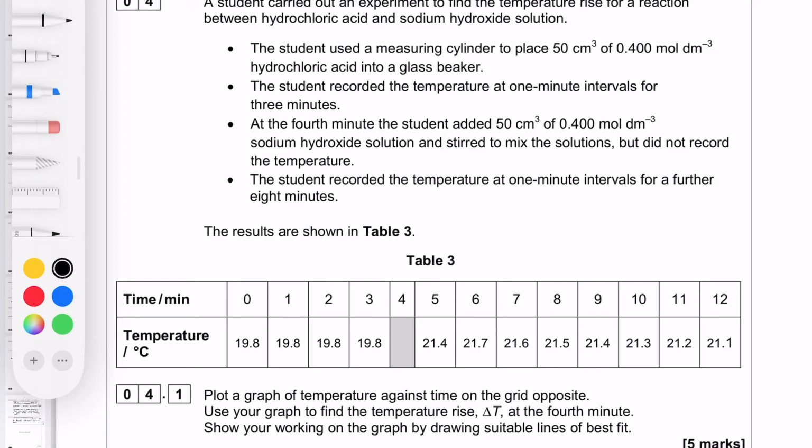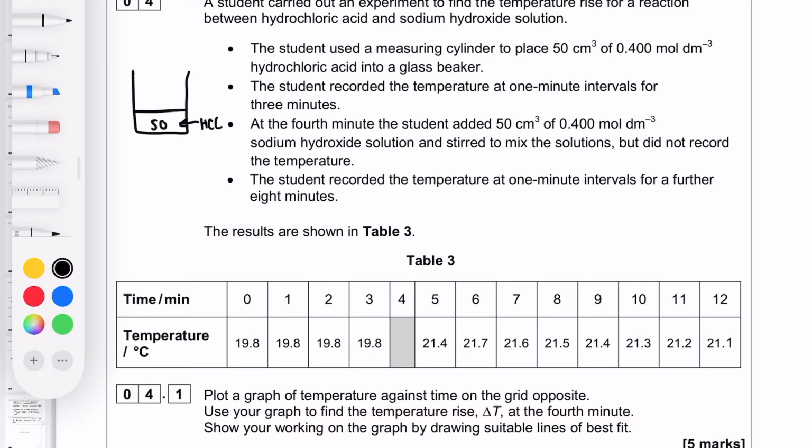A student carried out an experiment to find the temperature rise for a reaction between hydrochloric acid and sodium hydroxide. The student used a measuring cylinder to place 50 centimetres cubed of 0.4 molar hydrochloric acid in a glass beaker. So they used a glass beaker, and they put the 50 centimetres cubed of HCl in there.